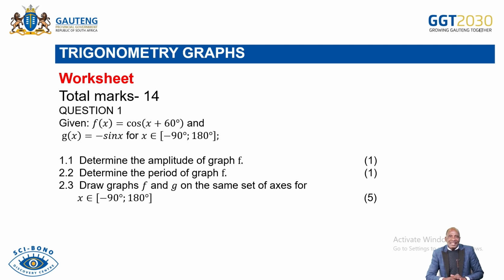Here is your worksheet. You need to answer those questions. It's a total of 14 marks. You are given that f of x is equal to cos(x + 60 degrees) and g of x is equal to negative sin x in the given interval. Then you answer those given questions.